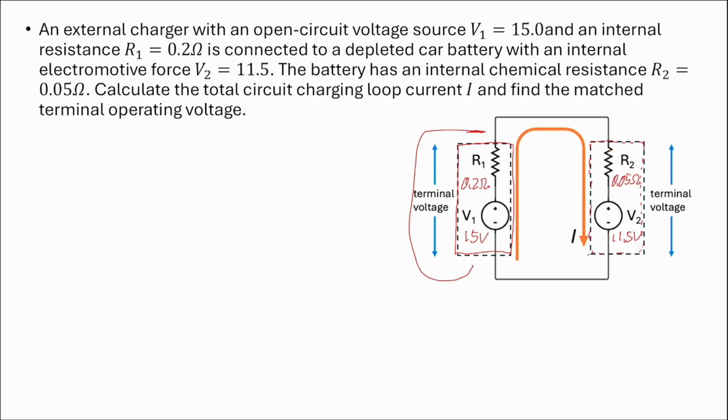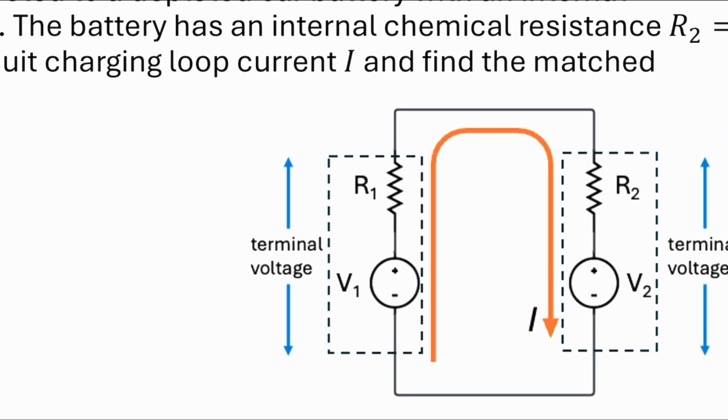So when we connect the charger against the car battery, we actually have two EMF, V1, V2. We also have two resistors, R1 and R2. Now, we want to find what is the current passing through this loop. You can see there's one single loop here. Now, let's look at KVL along this loop. KVL. And let's see. Now, the orange path represents the loop.